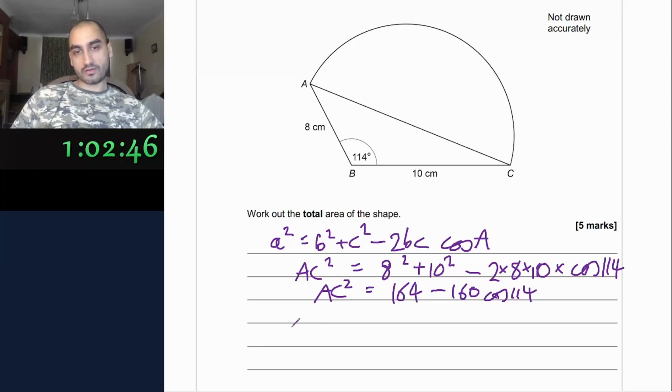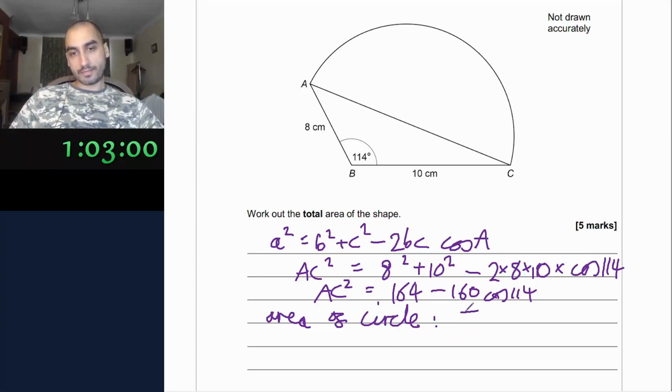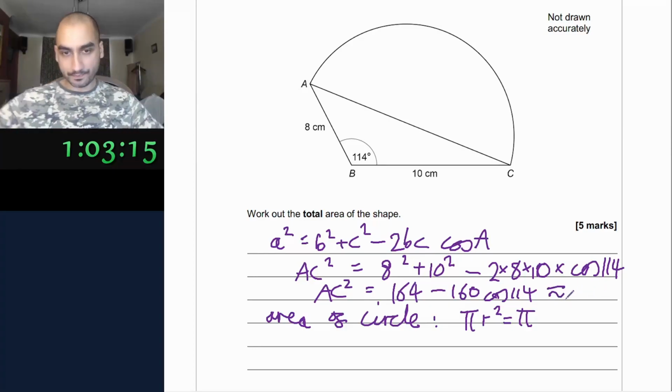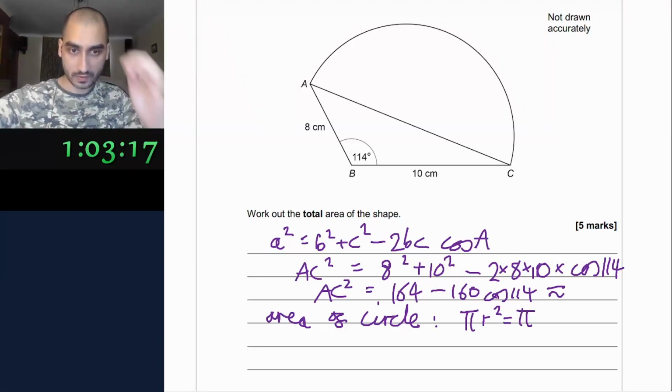So the area of a circle is pi r squared equals pi times, oh no, okay. Alright, you know what? Let's just calculate this so we don't have to.